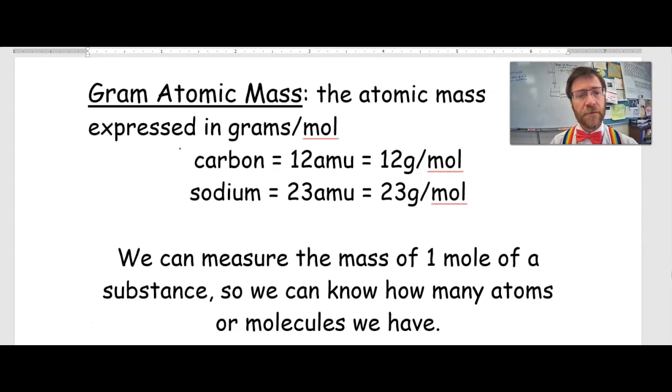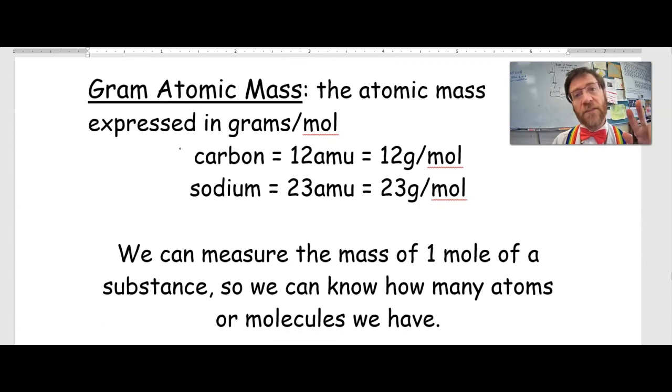Here's how it works, guys. First, there's 2 things. The first one is going to be the gram atomic mass, which is basically the mass of 1 mole of stuff. So the atomic mass can be expressed in grams per mole like this. Oops, hold on, let me get a pen right here. If carbon is equal to 12 atomic mass units, it is also equal to 12 grams per mole. Right? Because that's how Avogadro set it up. That's how he defined the mole.